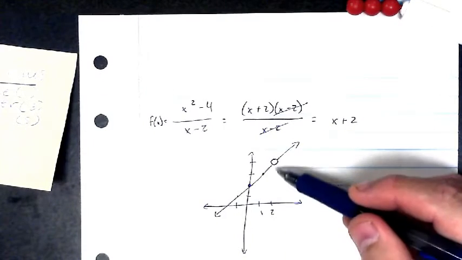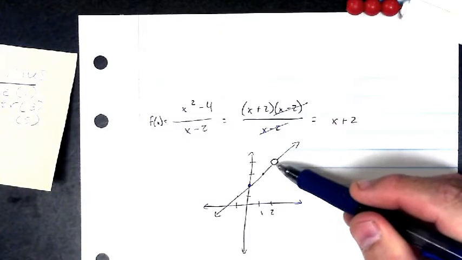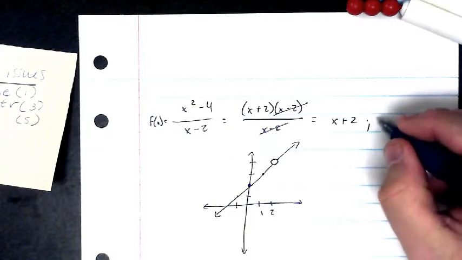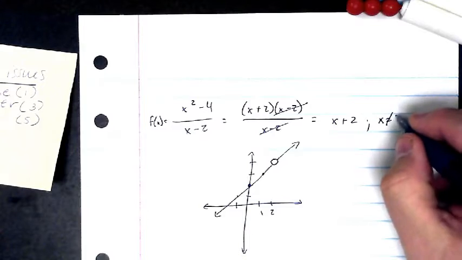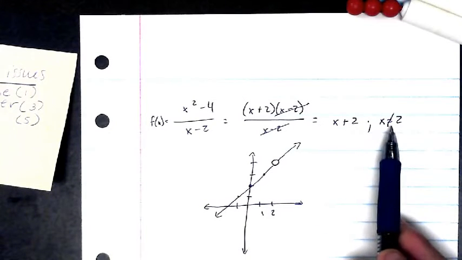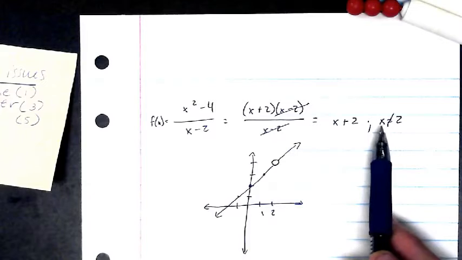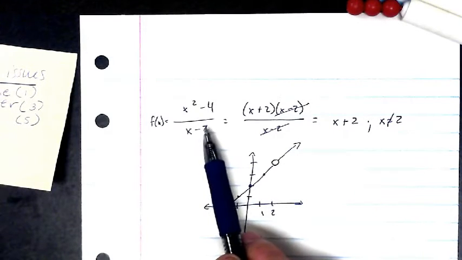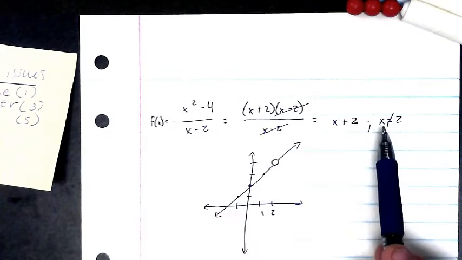X cannot equal 2, so you have to include this bubble because that is a restriction to the domain. And usually you will just reduce it and then right after it say where x cannot equal whatever the restriction is from your original function.